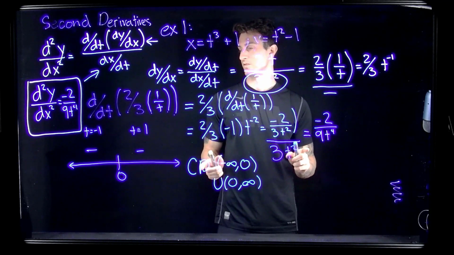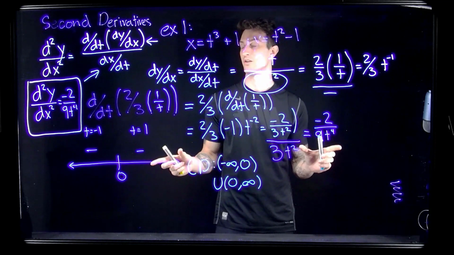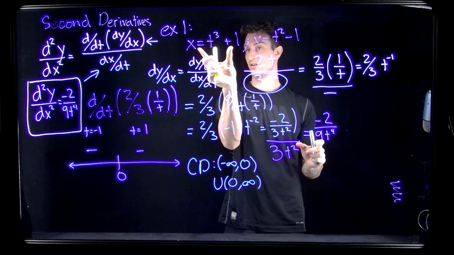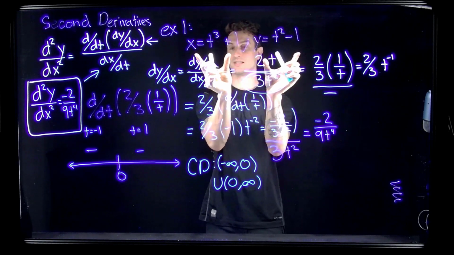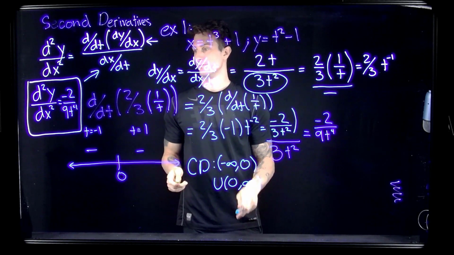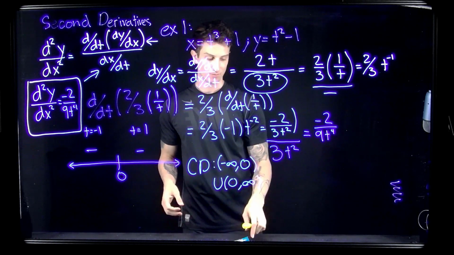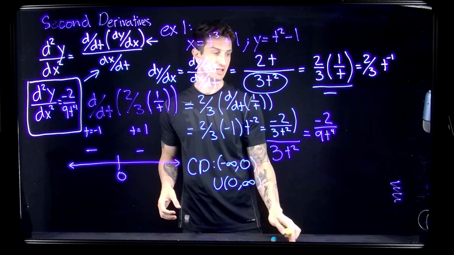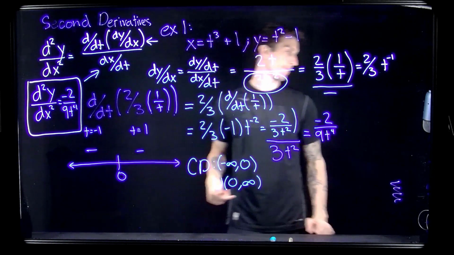Okay, so that is example 1. We'll come back. We're going to do another one. Again, the tough part here are the derivatives, right? This case was just a power rule, but we're going to end up doing one that's slightly more complicated. So I will see you in the next example.